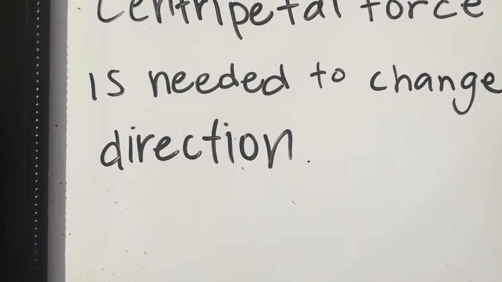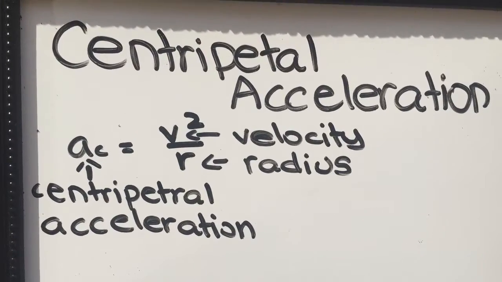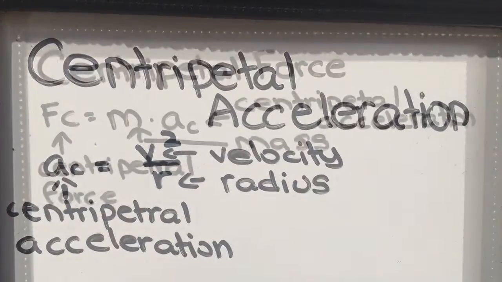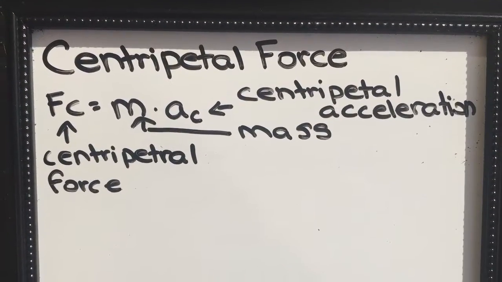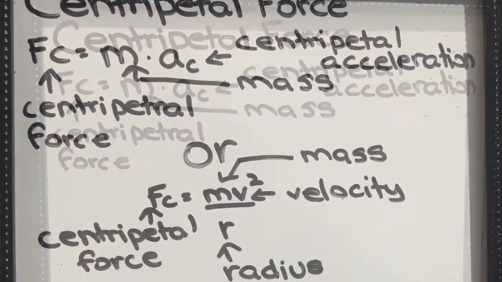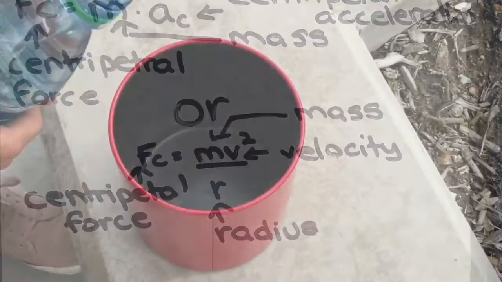Centripetal force is needed to change direction. The formula for centripetal acceleration is centripetal acceleration equals velocity squared over the radius. The formula for centripetal force is centripetal acceleration times mass. Another formula for centripetal force is mass times velocity squared over radius.